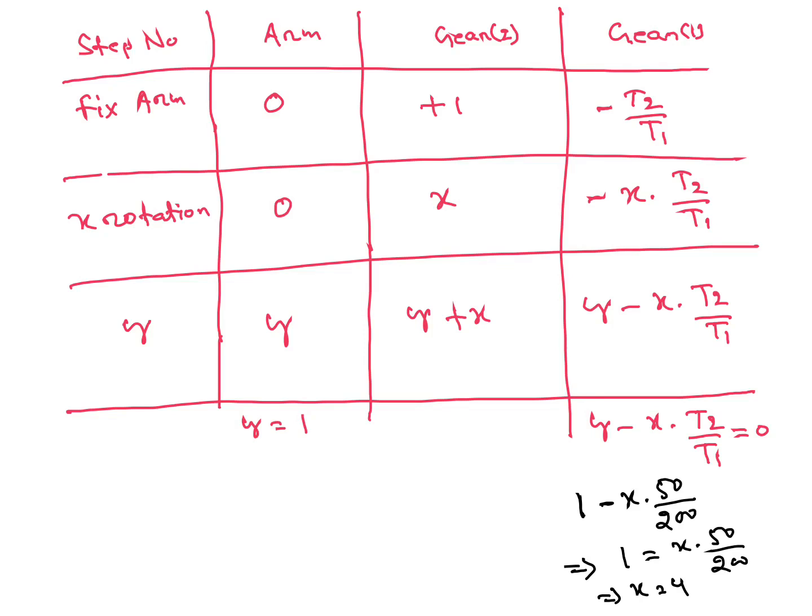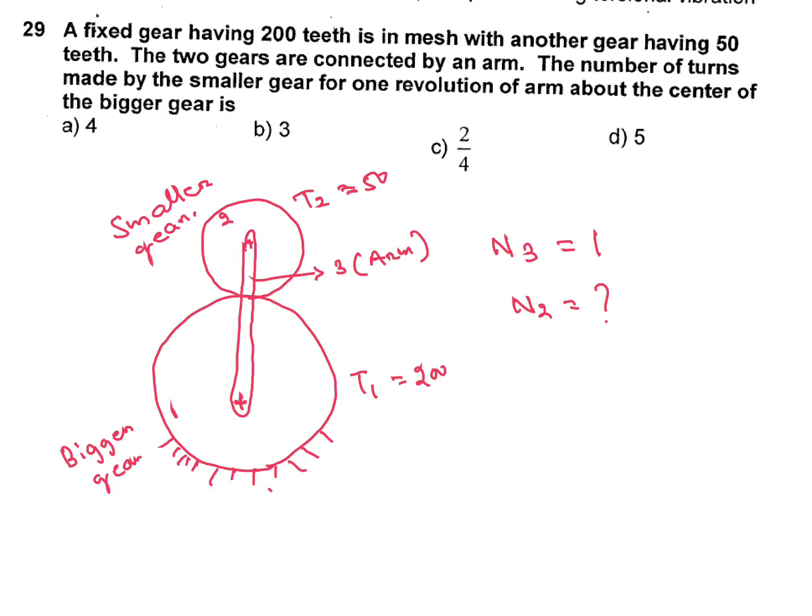In this question they asked number of revolutions made by gear 2, so Y plus X we have to calculate. This is asked in this question. Y we already got 1, plus X is 4, so 5 revolutions. This is our answer. So option D is our answer.